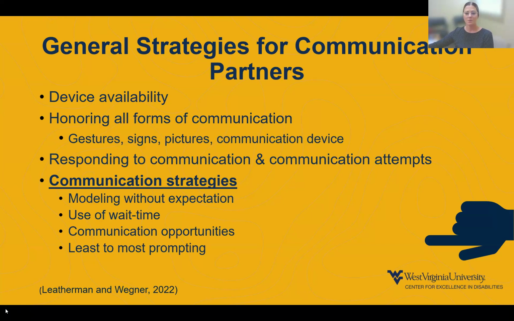The first one is device availability. That thing should be available all the time. We should have it everywhere. It should be at home, it should be at school, it should be on the playground, it should be at the doctor's office, it should be at the library, in the car. It should be everywhere with you. And always having it available. So we don't want it to be up on a shelf or in a closet, right, where we can't reach it. We want it to be somewhere that your child can get to it and access it on their own if they need it.